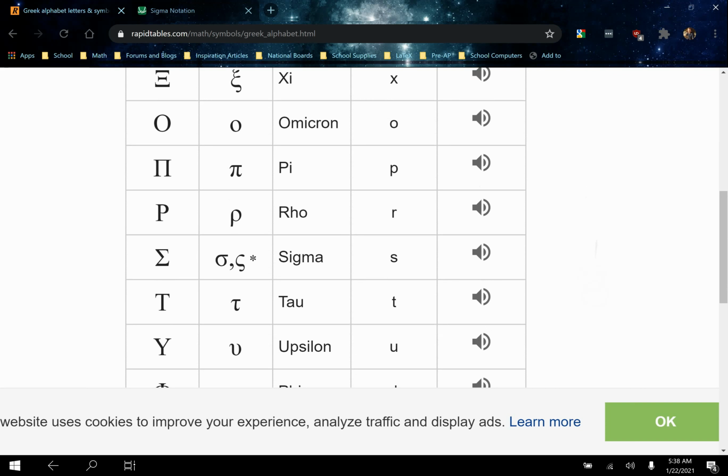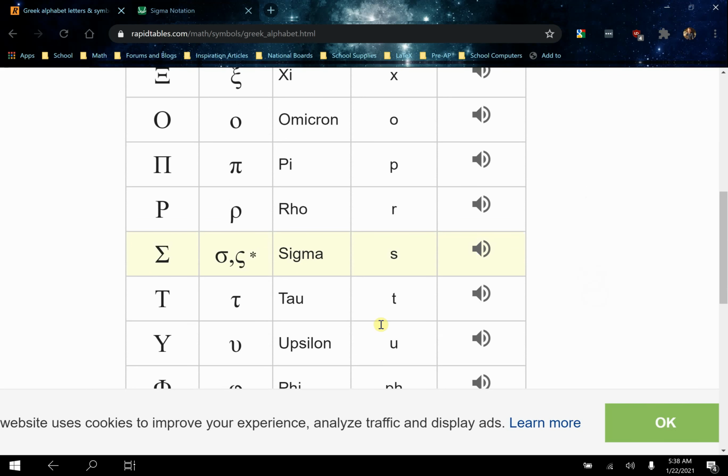And we're still moving down. There's sigma. So this capital, and notice they give you the English equivalent. So this sigma is actually equivalent to our letter S. S, sigma, that makes sense. And this sigma over here is the capital S, capital sigma in the Greek alphabet.